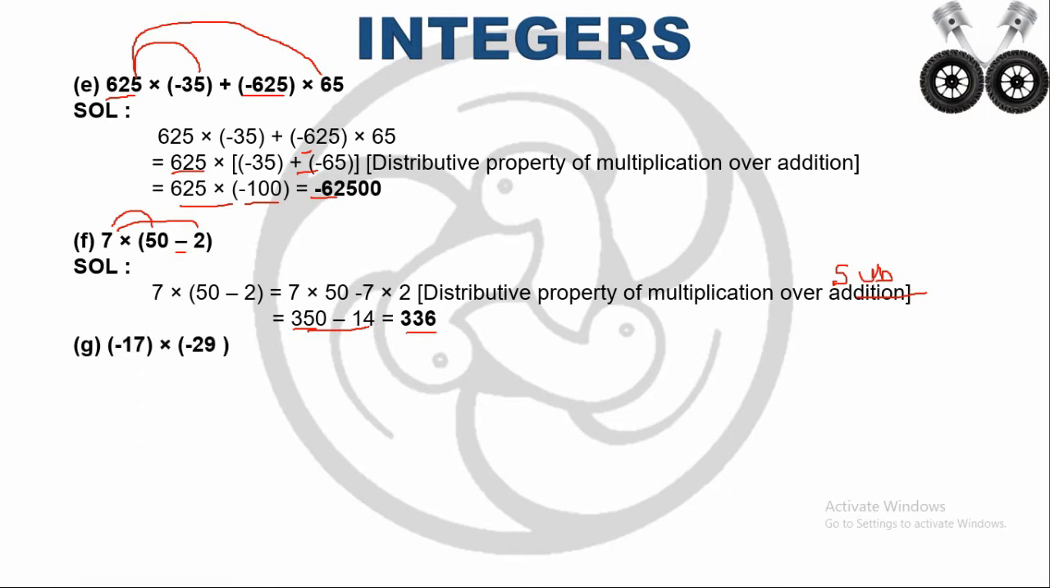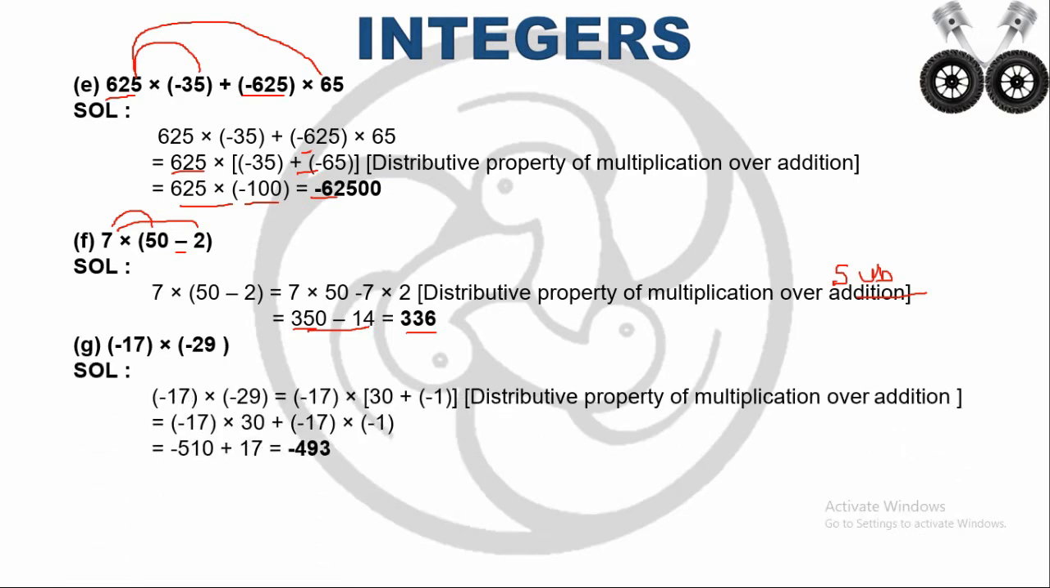And then the next one is minus 17 into minus 29. So here, for my convenience, I took minus 29 as minus 30 plus 1. So minus 17 into minus 30 plus 1.